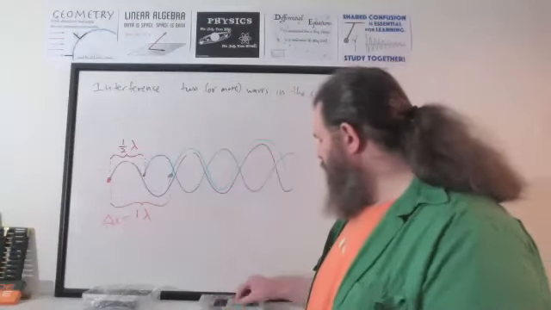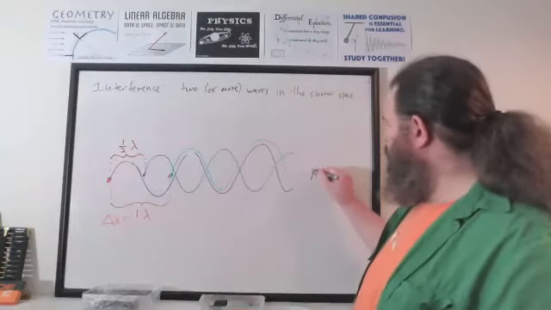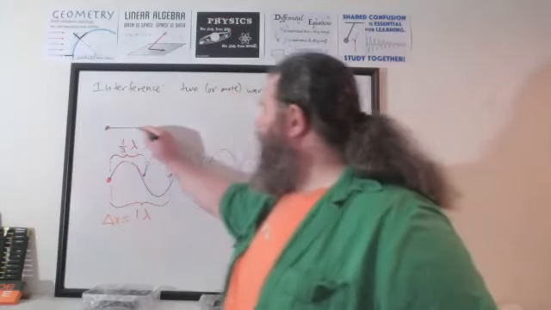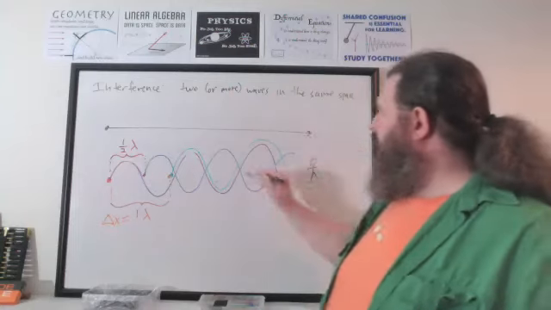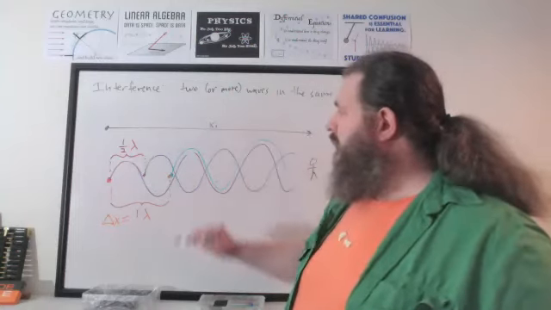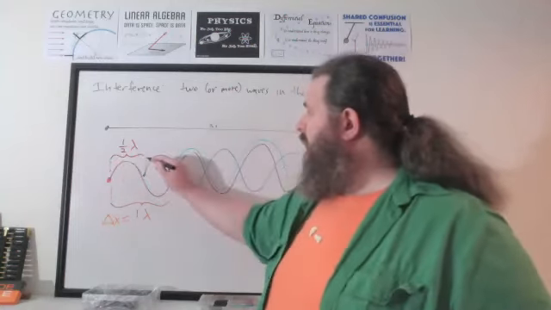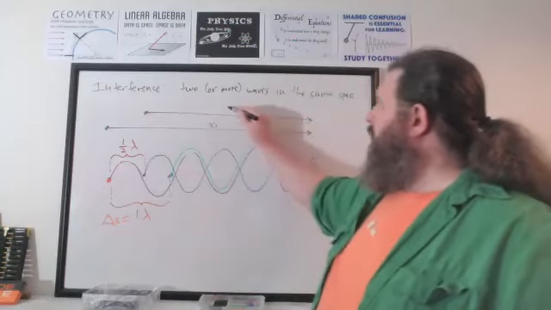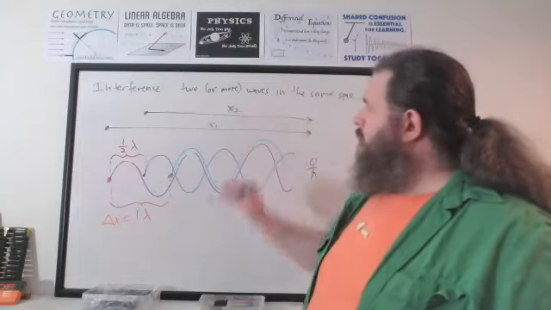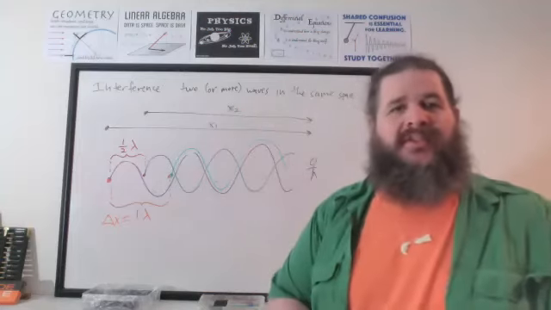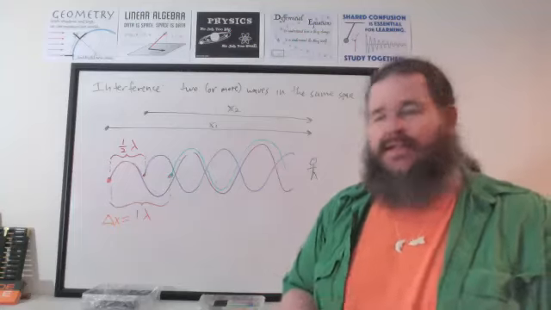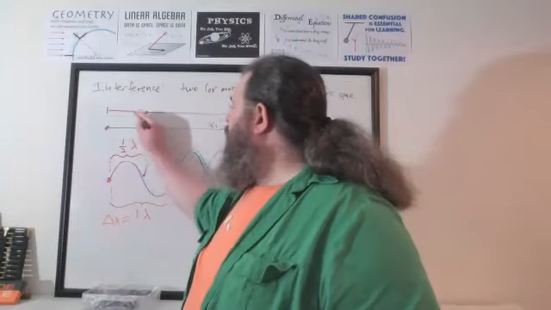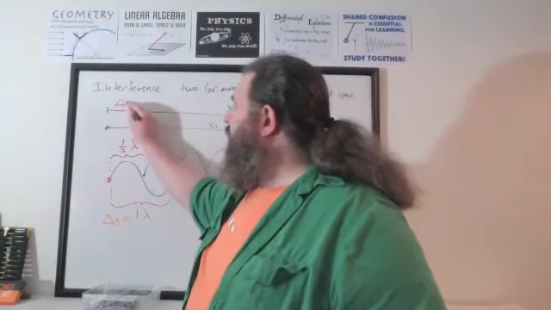Let's say you're standing over here listening. One of the waves started here and traveled to your location. So let's say we call that distance x1. The other wave got a bit of a head start. It started here and traveled this far to get to your location. So x1 and x2 represent the path length, how far the waves travel to get to your location. The extra distance traveled by one of them is the path length difference, delta x.